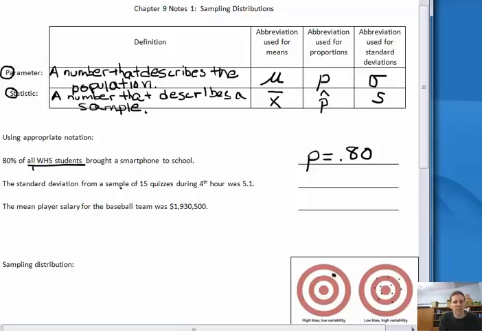The standard deviation from a sample of 15 quizzes during 4th hour was 5.1. Because it's from a sample, we're dealing with a statistic here. It's a standard deviation, so we'll use the abbreviation s equals 5.1. See if you can figure out what the appropriate notation is for this last sentence. We'll pause the video real quickly and see what you come up with for that one.